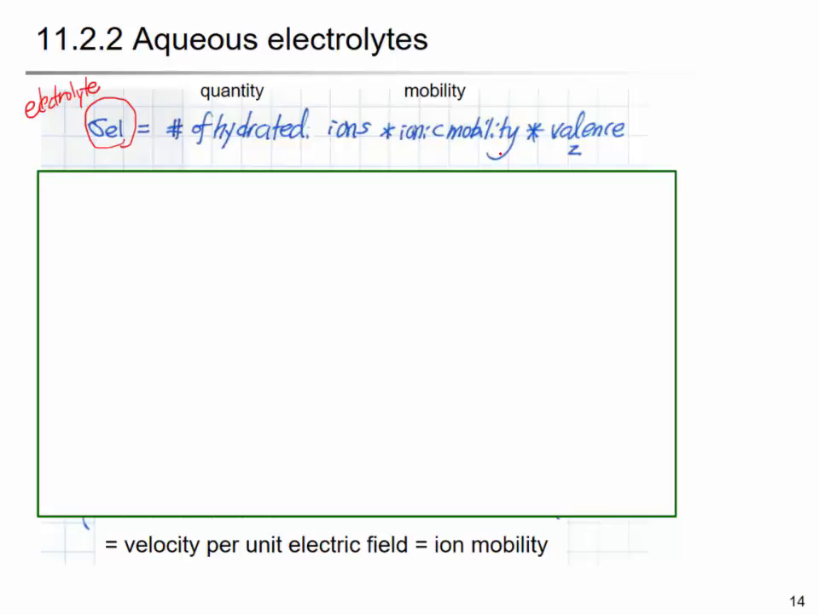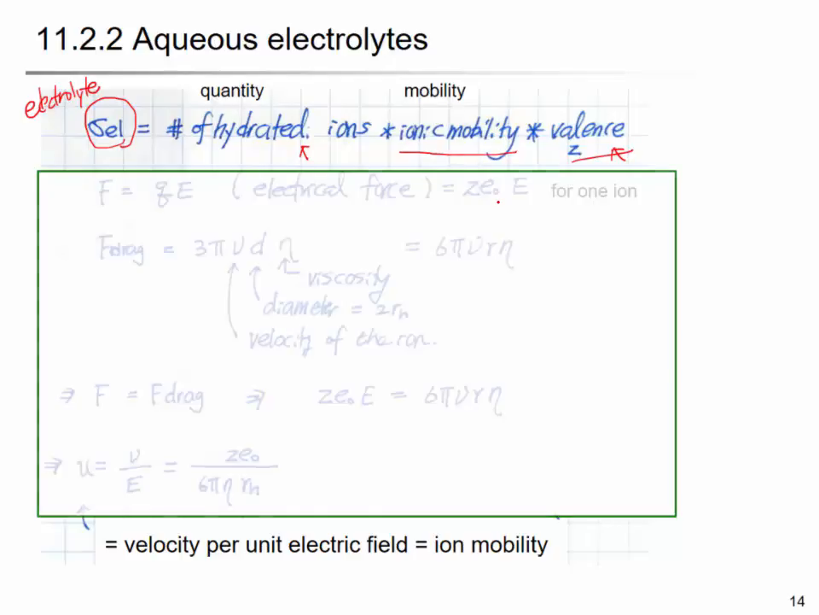So if the calcium moves at the same rate as the sodium, then the conductivity will be double that of the sodium. So their valence will affect the electrolyte: the number of the hydrated ions, the ion mobility, and their valence. Here this can be calculated from the molar concentration, and if we know the ions inside, then this can also be identified, and we need to derive the ion mobility.